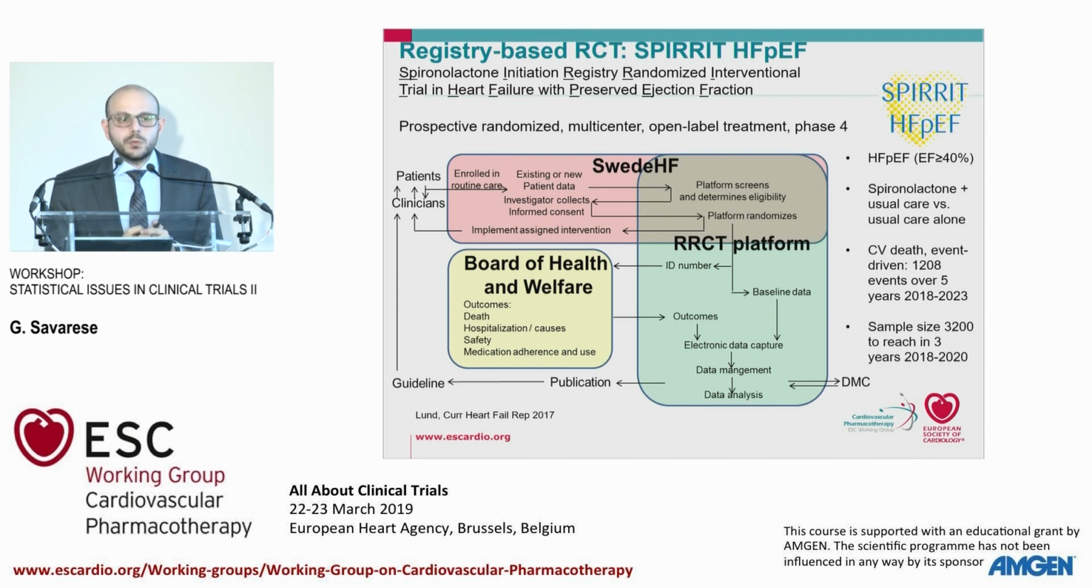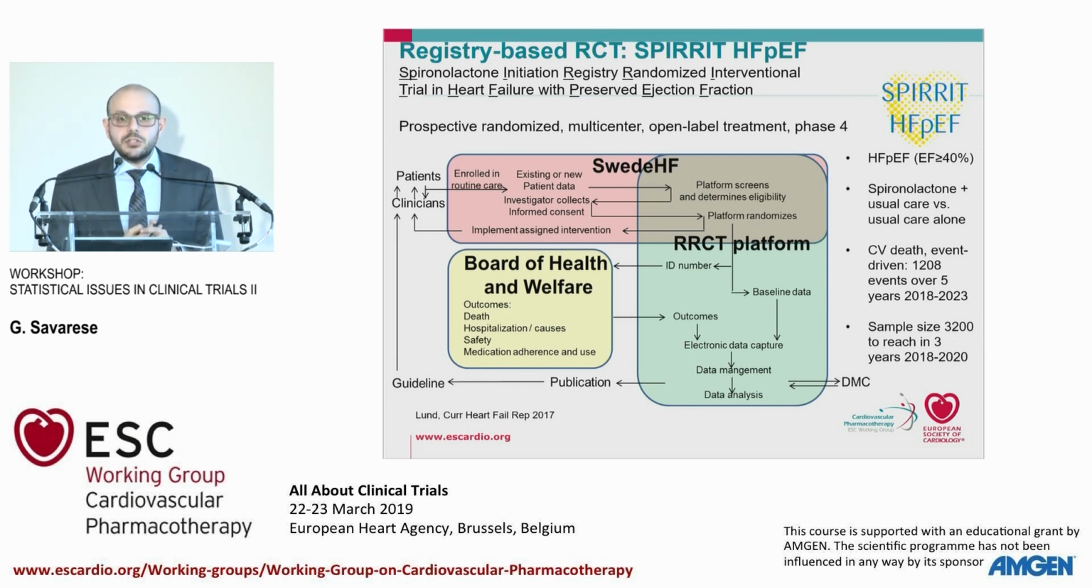Indeed, the sub-analysis showed that spironolactone was effective in the Americas, but was not effective in Eastern countries. And the reason for that can only be speculated. We actually tried to address this question by building a registry-based randomized controlled trial on the Swedish Heart Failure Registry. This trial is called SPIRRIT-HFpEF and is currently ongoing. So we enroll patients with HFpEF, meaning with ejection fraction more than 40, so actually including also patients with mid-range ejection fraction. And we randomize patients to spironolactone plus usual care versus usual care alone.